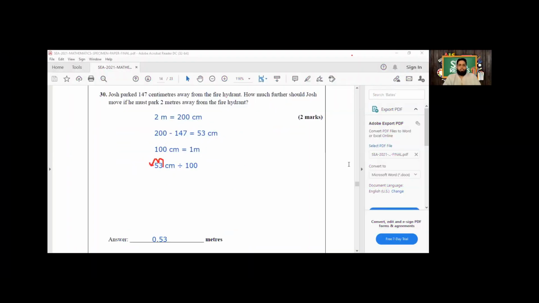So we're going to keep it short for this weekend edition, the Saturday edition of the SEA specimen paper series. So I'll leave it at that for today, and we'll continue with number 31 in tomorrow's episode.